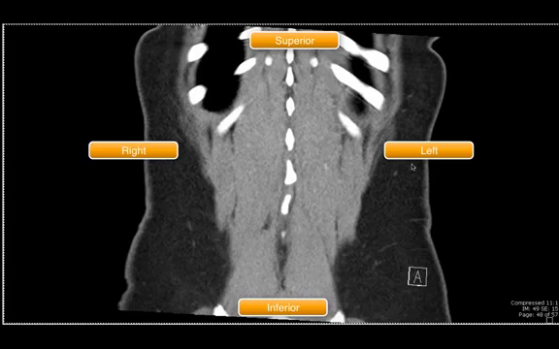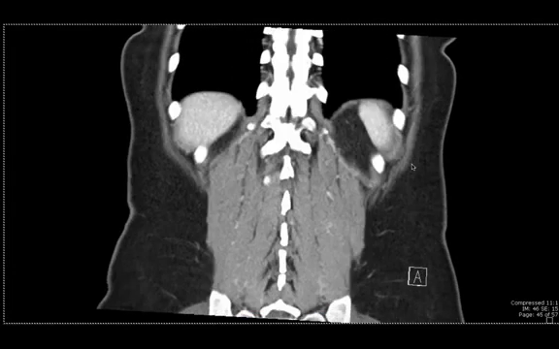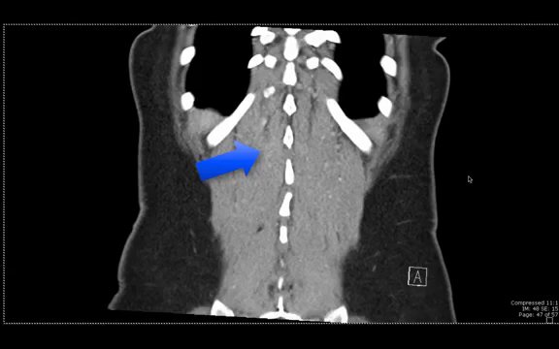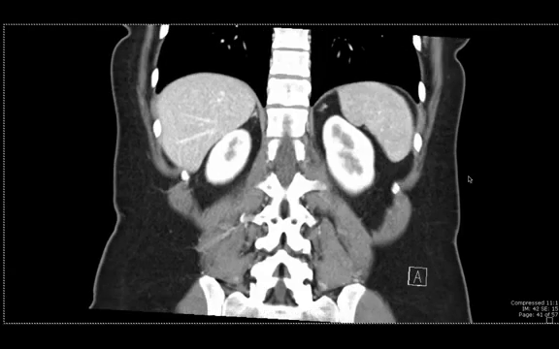Now we're going to start by scrolling from posterior to anterior, and you know you're posterior because you can see the lumbar spine and thoracic spine vertebral bodies coming into the image. So as we scroll from posterior to anterior, one of the first organs you're going to see is the spleen that lives in the left upper quadrant.